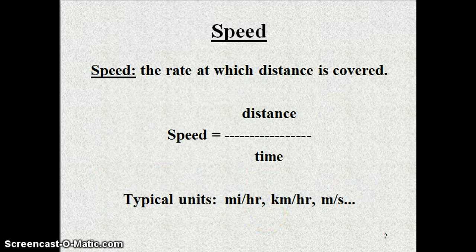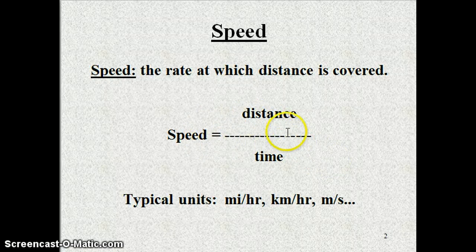Looking at speed further, we kind of talked about this when we went over the units the other day. Speed is the rate at which distance is covered. So it involves both distance covered as well as the time it takes for that distance to be traveled. Units could be miles per hour. In the metric system, they could be kilometers per hour or meters per second. Anything that is a distance unit divided by a time unit.